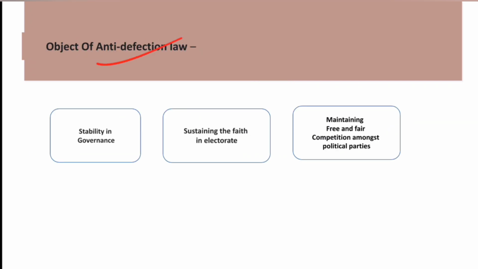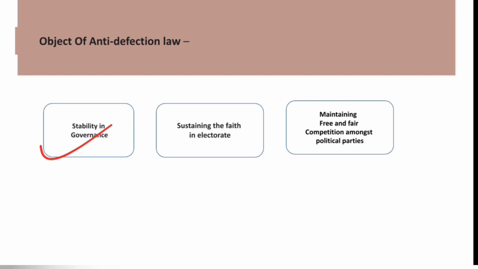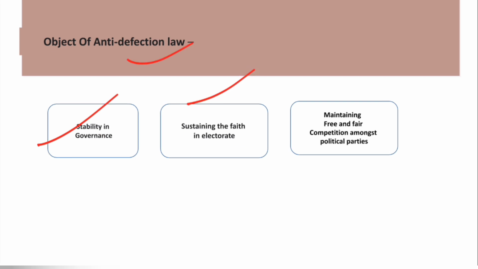Now, the object of the anti-defection law is to support stability in governance. It is obvious that if members of a political party keep switching parties, and there is majority rule, where the party that establishes the majority in the house and gets more seats holds governance, then if defection is happening again and again, there will be instability in governance. Then comes sustaining the faith of the electorate.